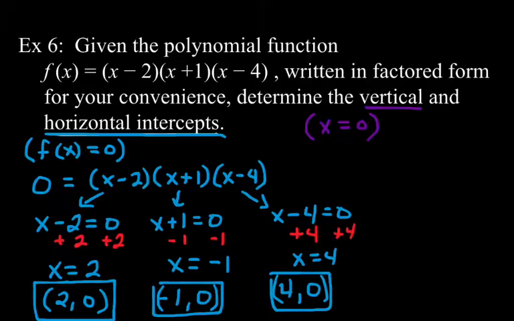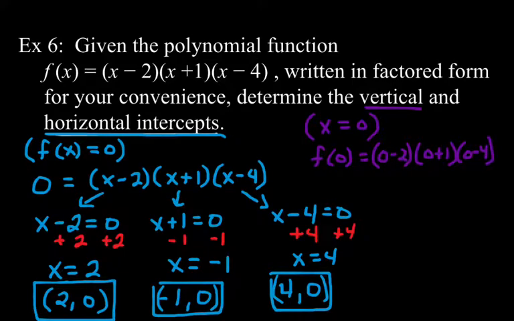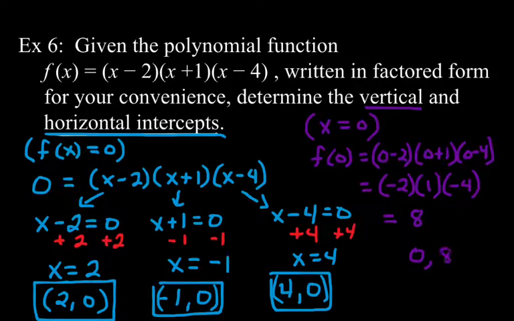So here's what that turns into. It turns into finding f of 0, and that will be 0 minus 2, and 0 plus 1, and 0 minus 4. And you can see why this becomes pretty easy, because 0 minus 2 is negative 2, 0 plus 1 is 1, and 0 minus 4 is negative 4. And then remember, these are in parentheses. They're all multiplied together. So negative 2 times 1 times negative 4 is going to be positive 8. So that means our ordered pair there for the vertical intercept is going to be 0, 8.